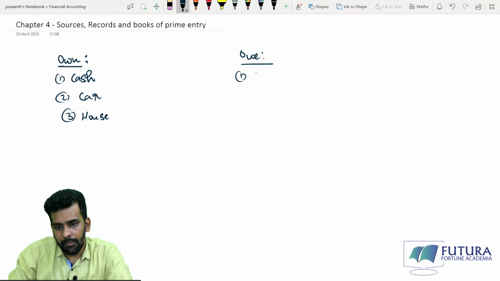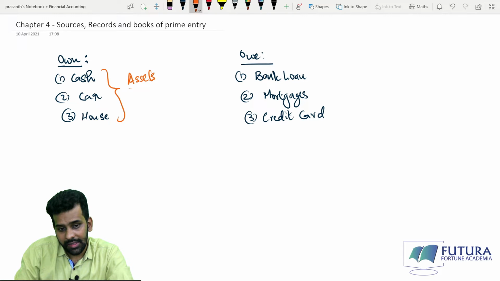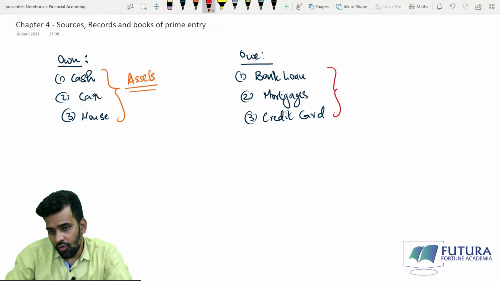What about the things that you owe? Your bank loans, loans for your house, mortgages, credit card are the things that you owe. So which means whatever is listed down as own are your assets, and whatever is listed down as you owe are your liabilities.